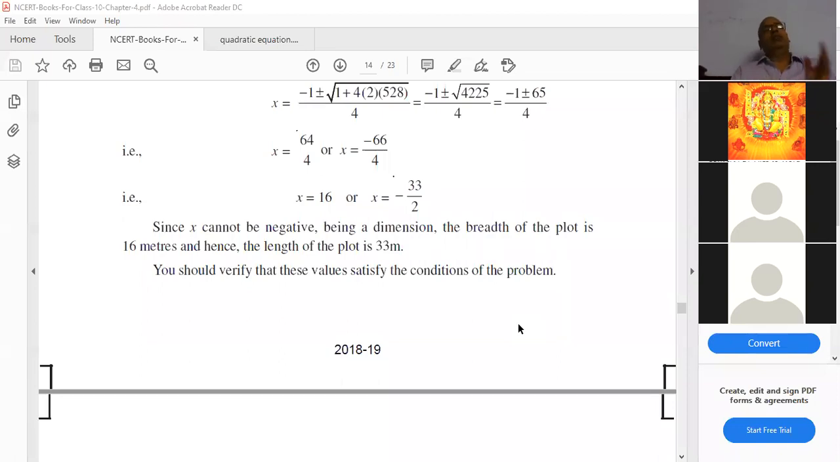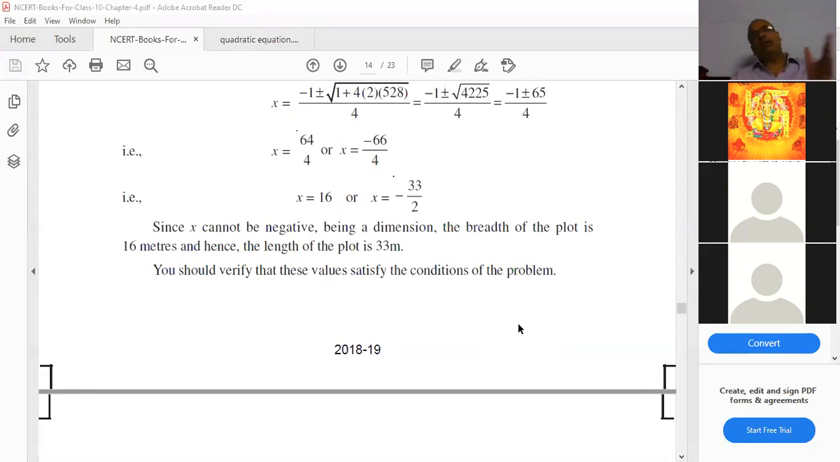So you need not solve. If b square minus 4ac is less than 0, you need not solve the equation. Nature of roots means we have to find the discriminant only. Discriminant D equal to b square minus 4ac. If b square minus 4ac is equal to 0, the quadratic equation has two equal real roots. If it is greater than 0, two real distinct roots. They are not equal, but they are real roots. And if b square minus 4ac is less than 0, real roots do not exist. So you need not solve.